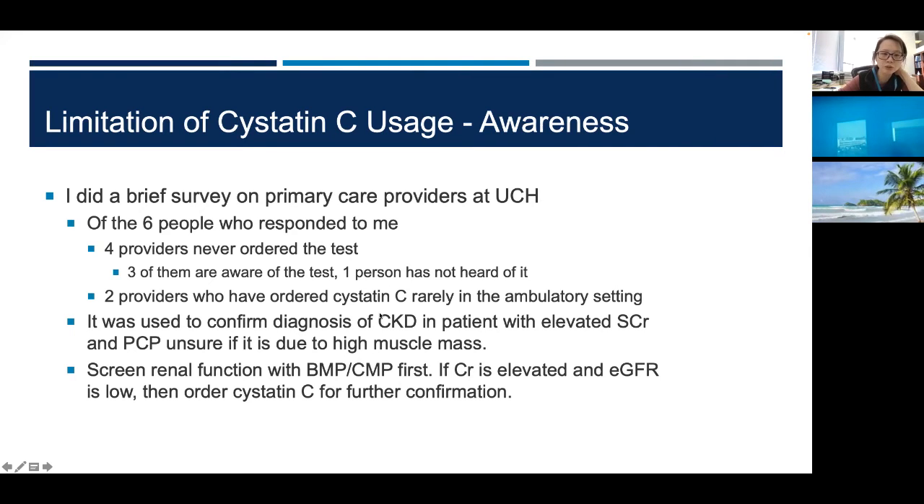And then 2 of the providers who did order Cystatin C in the ambulatory setting use it rarely. They use it either to confirm diagnosis of CKD in a patient with elevated serum creatinine, when the PCP was really unsure if the patient truly has CKD or if it is just because the patient has higher muscle mass. Another provider tells me they will do a BNP or CNP first to screen for renal dysfunction, and for those people who have elevated creatinine, they then check a Cystatin C as a confirmatory test.